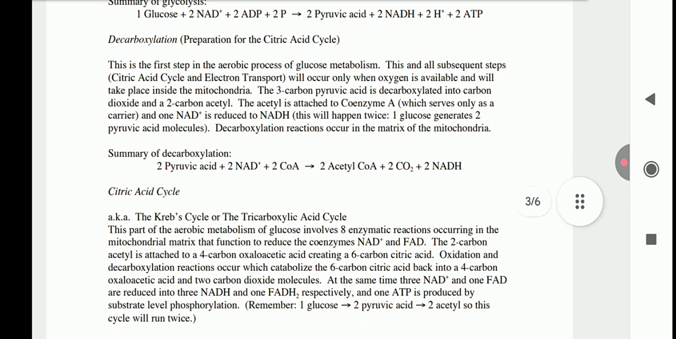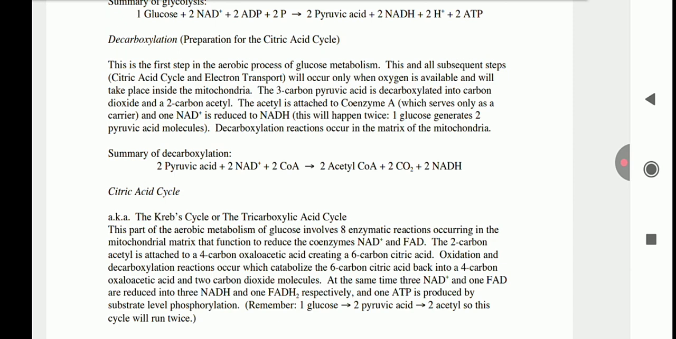Decarboxylation, preparation for the citric acid cycle. This is the first step in the aerobic process of glucose metabolism. This and all subsequent steps will occur only when oxygen is available and will take place inside the mitochondria. The 3-carbon pyruvic acid is decarboxylated into carbon dioxide and a 2-carbon acetyl. The acetyl is attached to coenzyme A and one NAD positive is reduced to NADH. One glucose generates two pyruvic acid molecules. The decarboxylation reaction occurs in the matrix of the mitochondria.